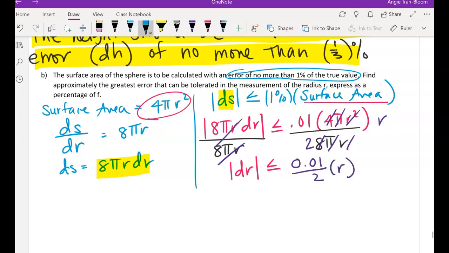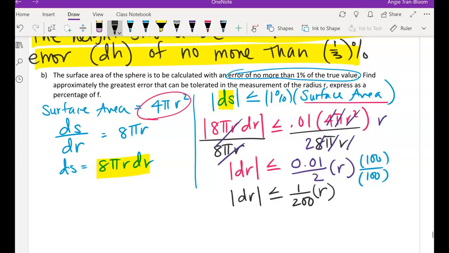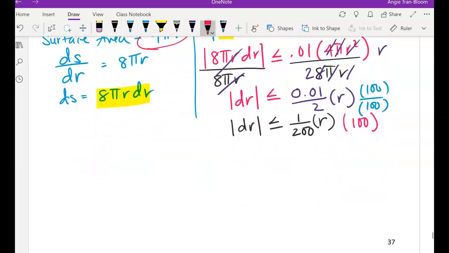Let's multiply this so I can get rid of fractions. I normally don't like having decimals and fractions all together. So multiply the top by 100, that means multiply the bottom by 100, just so that way I can have the fractions all by itself. So no more than 1 over 200 of the radius. But it wants it in percentage. So that's just really going to multiply this by 100. So with that, dr is going to be no more than, cancel the zeros, half of a percent, of the actual radius.